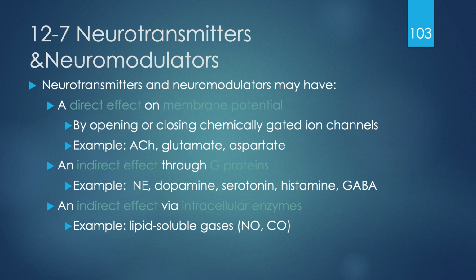The two indirect options are basically going to work through either G proteins or through intracellular enzymes. G proteins will be helpful in working with norepinephrine, dopamine, serotonin, histamine, and GABA. The other indirect effect is going to work through intracellular enzymes. The lipid-soluble gases here, like nitric oxide and carbon monoxide, are included.